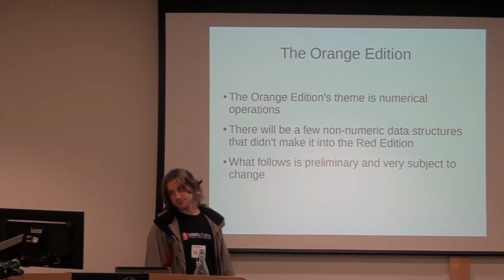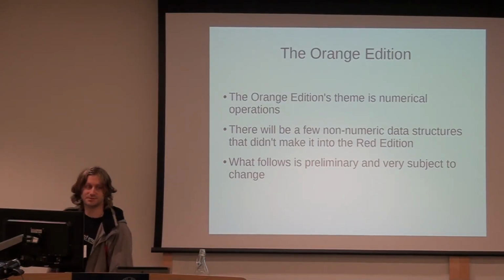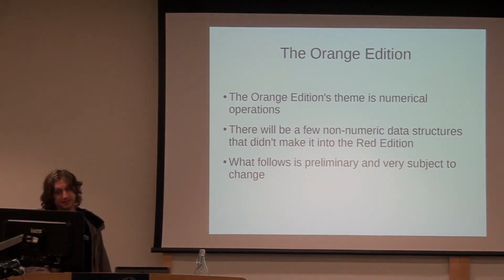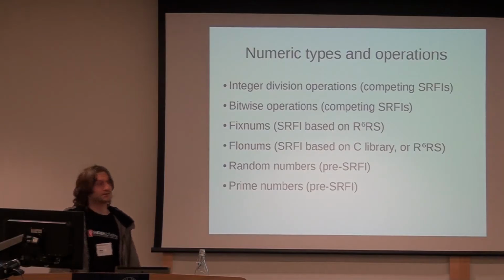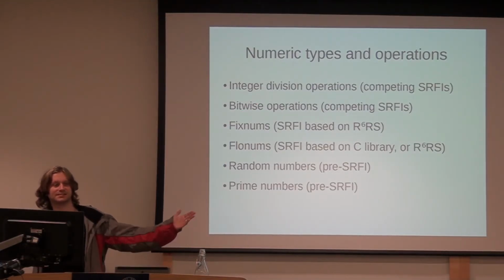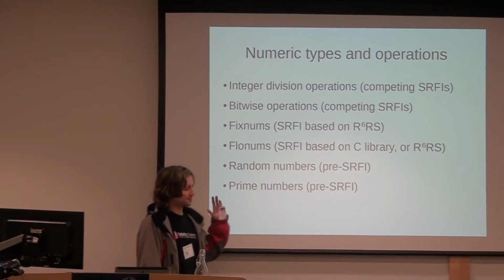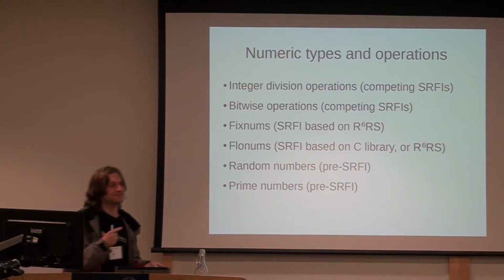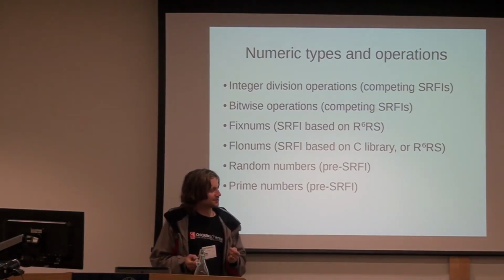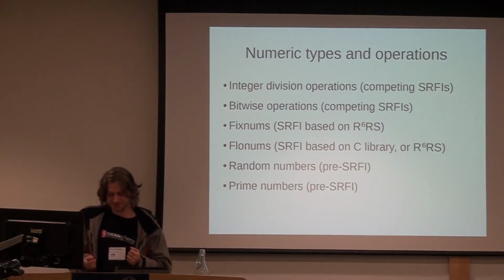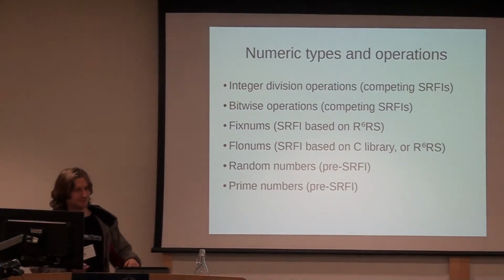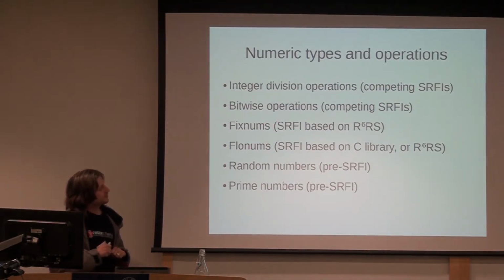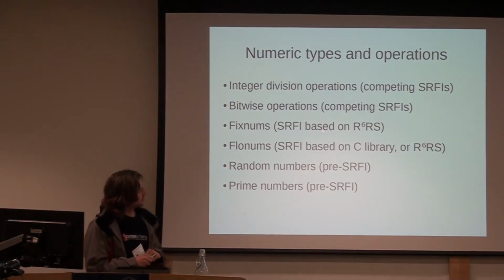So now work is afoot on the Orange Edition. The theme here is numerical operations. And there'll be a few things that leaked out of the Red Edition because they weren't conclusively voted on in the original votes. So, integer division operations. Why on earth is that in a large language rather than part of the core, you might wonder? The reason is that there are lots of different ways of defining quotient and remainder when you have negative numbers and so on. Most languages seem to just pick one and go with it, but there's been much debate on this. Do you round up or round down, and so on and so forth. Bitwise operations, fixnums, mainly as a performance hack as far as I'm aware, explicit flonums.